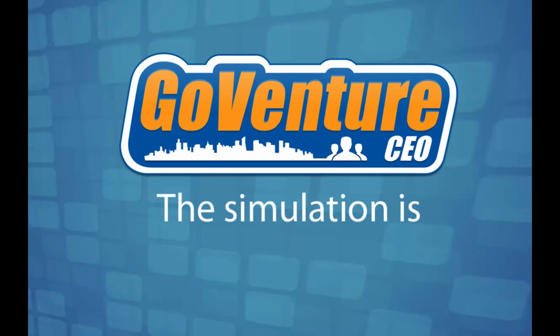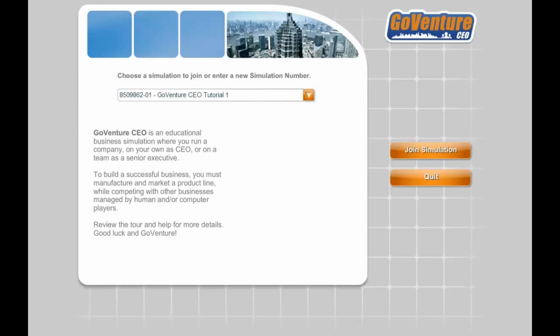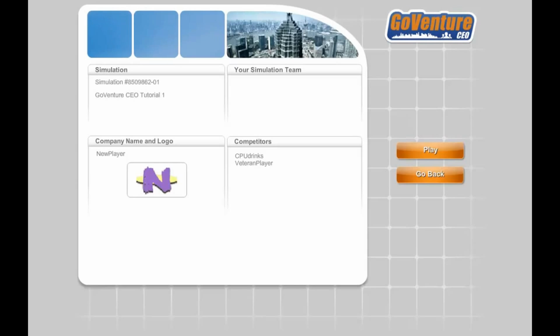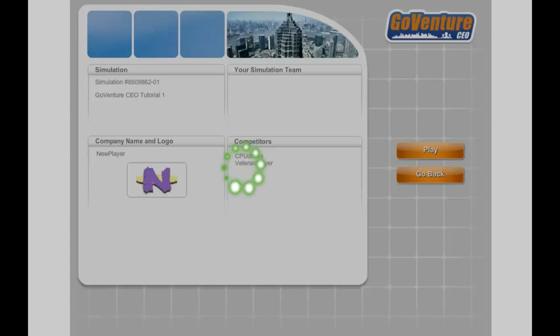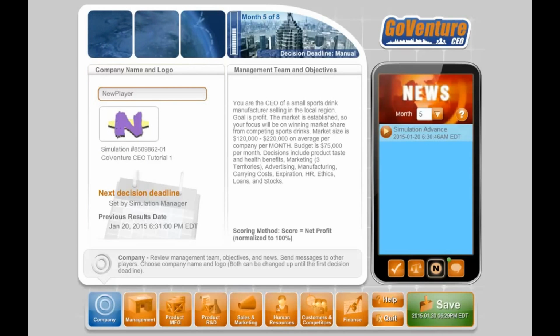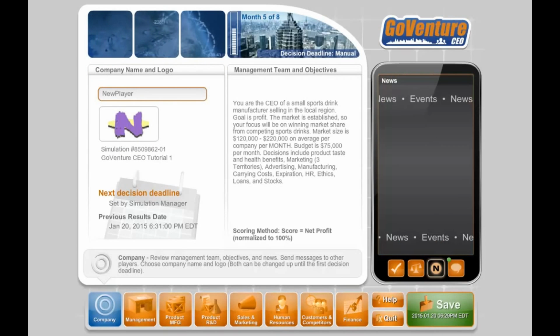Once the decision deadline arrives, GoVenture will use the decisions made by all the players and businesses competing in the same simulation to determine the results for the current period and then automatically advance to the next period. The simulation is advanced to the next period, and now I have to re-enter the simulation. When you join the simulation again, you will see a news report announcing the results, including company revenue, profits, and many other metrics.